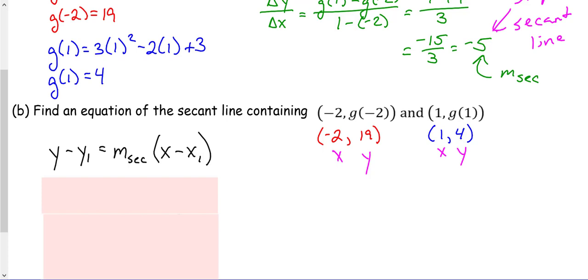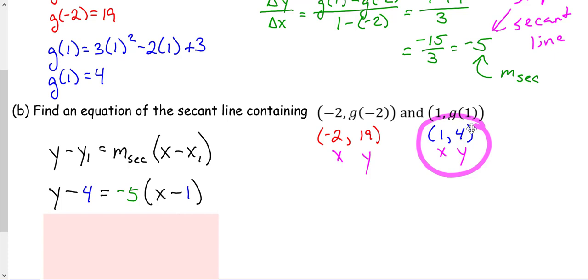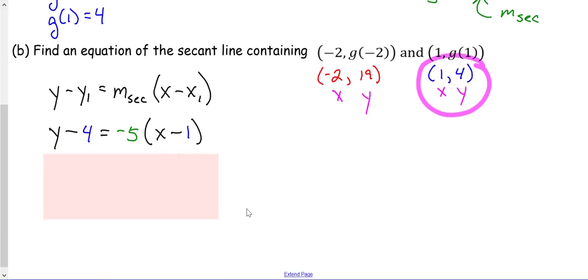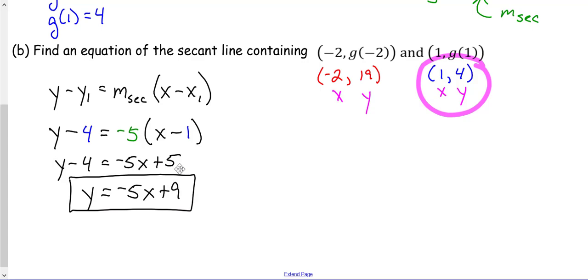This makes it easy to determine, when I want to plug into the point slope formula, which point to choose for x1, y1. I'm just going to choose 1, 4, because they're smaller numbers and easier to work with. So I plugged in the y value of 4 for y sub 1, and 1 for x sub 1, and then I took my average rate of change, my secant slope, and plugged that in for m secant. From there, it's all just simplification, just like you've done in all your other algebra classes.